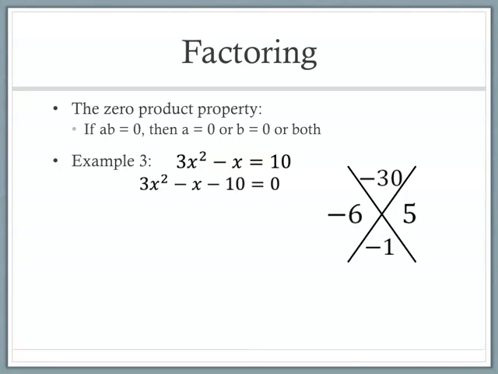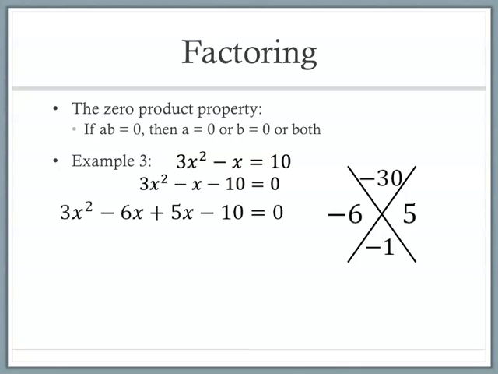That's how we are going to split the middle term. So now going back to the equation here, 3x squared minus x minus 10, we're going to keep the 3x squared and we're going to keep the minus 10, but the negative x I'm going to split into two terms, negative 6x and positive 5x.